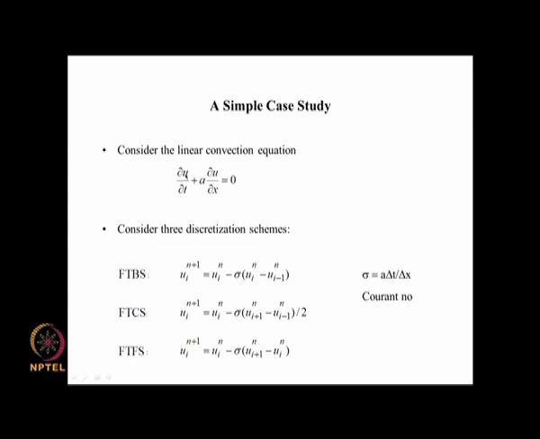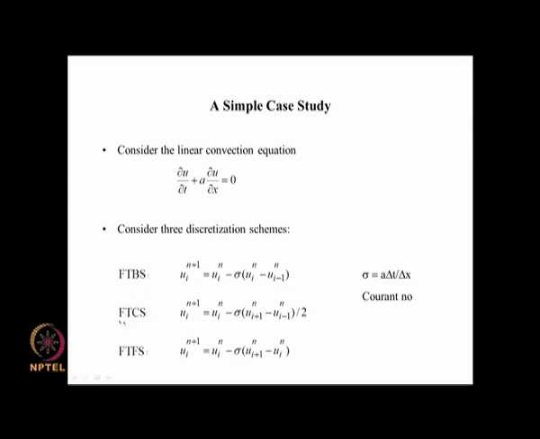So, it is first order accurate, and here also this is a backward difference involving only 2 points. So, this is also first order accurate. So, we have this approximation here that is first order accurate in time and space. So, that is what we have in FTBS.